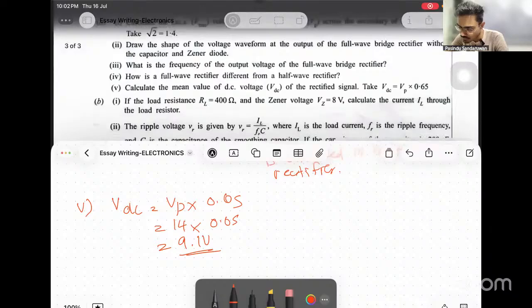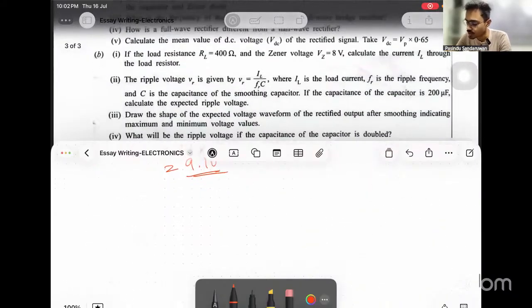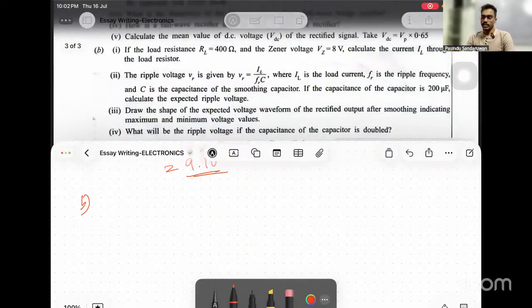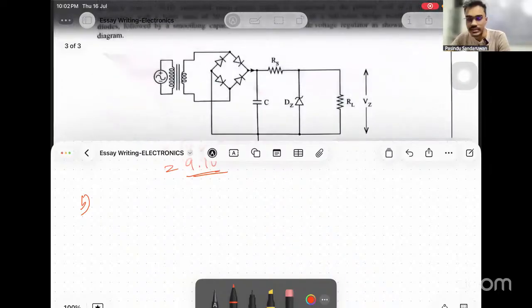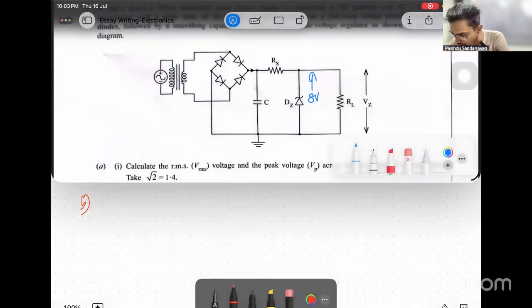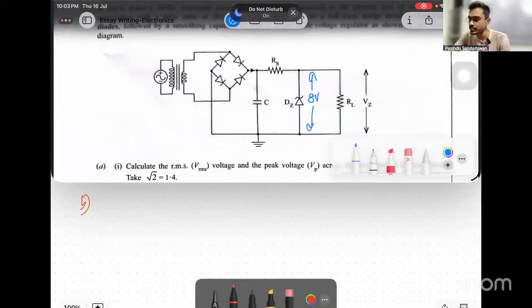Then part B, we are moving on to part B. If the load resistance RL is 400 ohms and the Zener voltage VZ is 8 volts, calculate the current IL through the load resistor. Zener voltage is 8 volts. We know when this Zener diode functions in the reverse bias state, it keeps the Zener voltage across the Zener diode.